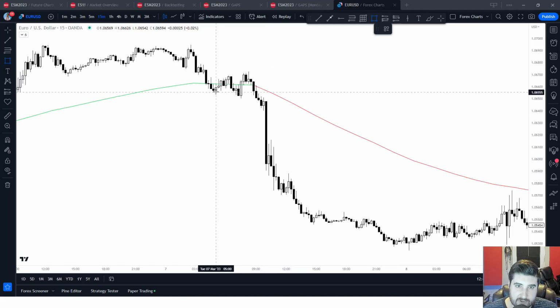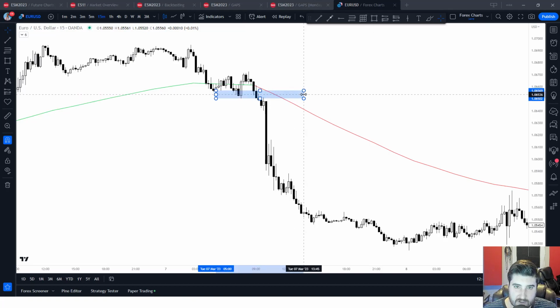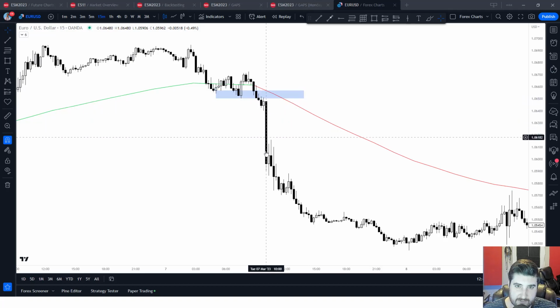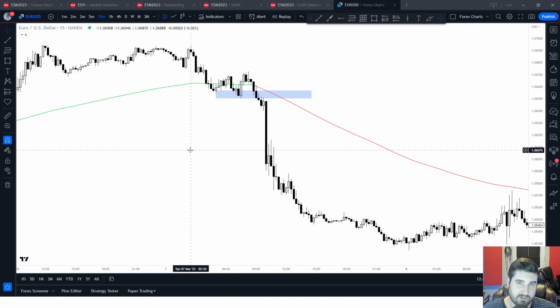And again, we could do a zone from this body down to this wick. That wick down to this body. And draw it out. And what do you know? Price went under. This turned red. Broke through this area. Came up. Tested it a few times. And then sold off. So that is more similar to how I use support and resistance.